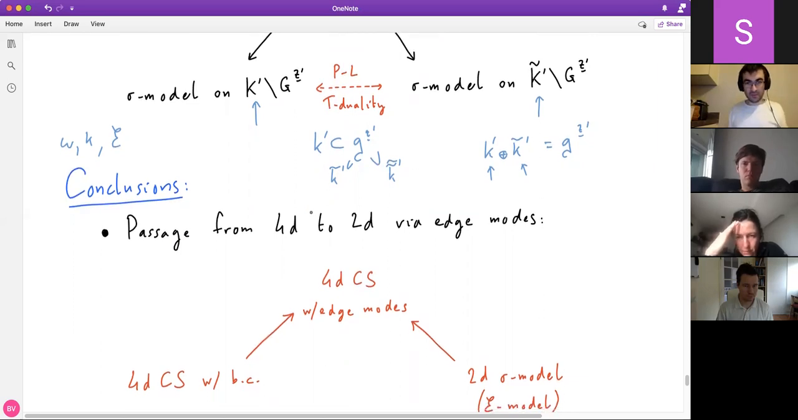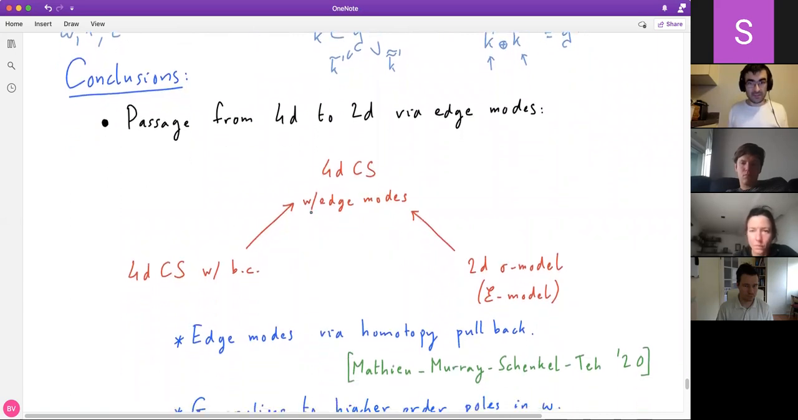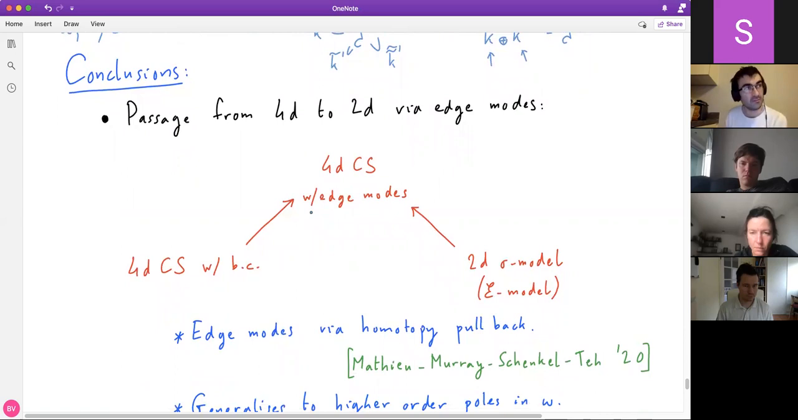Okay, so maybe I can sum up. What I've shown you is that to make 4D Chern-Simons theory gauge invariant, what you have to do is impose boundary conditions. And you can do this by imposing them in a weak sense, which is up to gauge transformations. And what this introduces is the edge mode, which relates the bulk field to the boundary field by gauge transformation. And then from this 4D Chern-Simons with edge modes, I showed you how to reduce down to a two-dimensional integrable sigma model. Specifically, these are all E models.